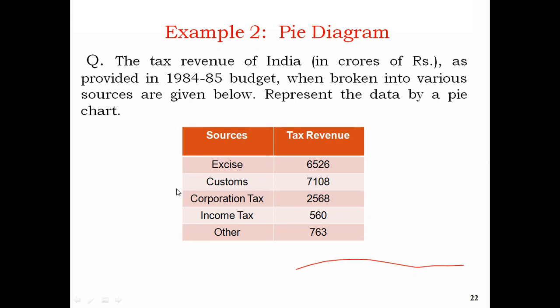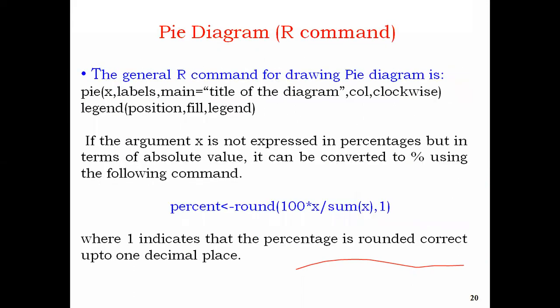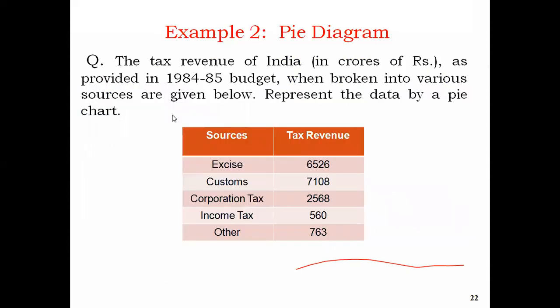I think it is not given in percentages. So what we have to do, just think and try to do, because I have given all the commands here. The general command is given, and when the values or arguments are not in percentages, I have given which command we use. So just think and try to do it. Okay, this example number 2 for the pie diagram is for you, as homework.